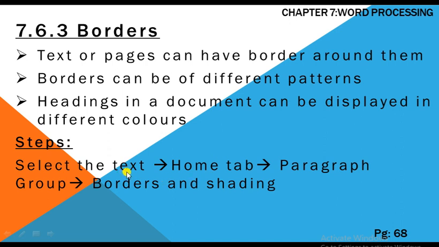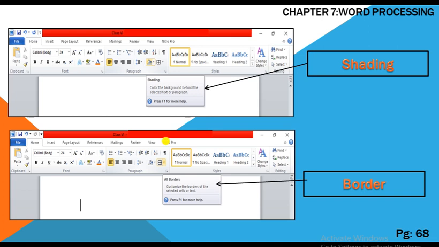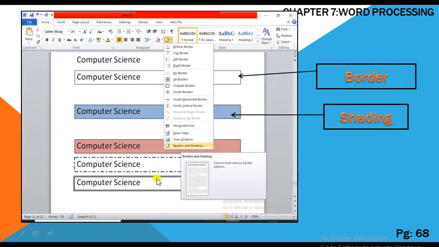Select the text, go to home tab, paragraph group, borders and shading. Here it is. This is your word window. This is title bar. This is ribbon. In ribbon you will go to home tab. In home tab you will go to paragraph group, and here you will see this is shading and this is borders. This is the example.